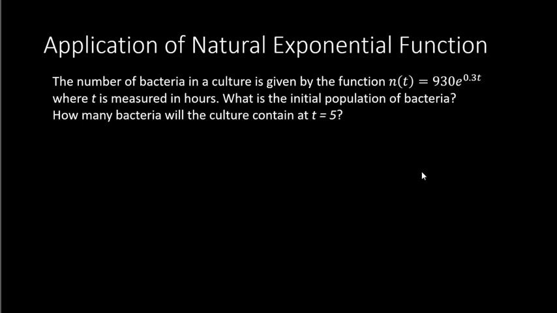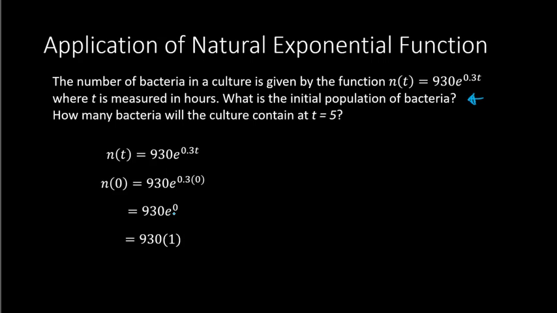So basically all we're doing is evaluating this function. We take the initial function that was given to us, and the initial population, so that would be when time is 0. We plug a 0 in place of t to figure out the initial population. So e to the 0.3 times 0 power is e to the 0 power, and anything to the 0 power is 1. Doesn't matter what the number is. So that would be 930 times 1, or 930. So the initial population is going to be 930.